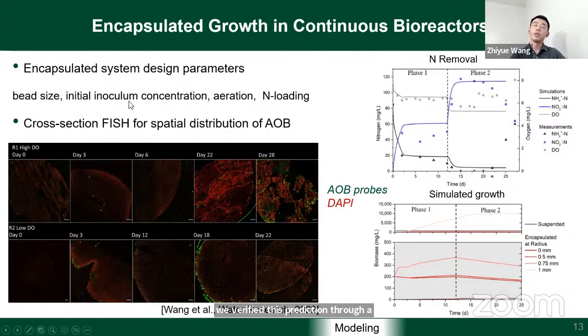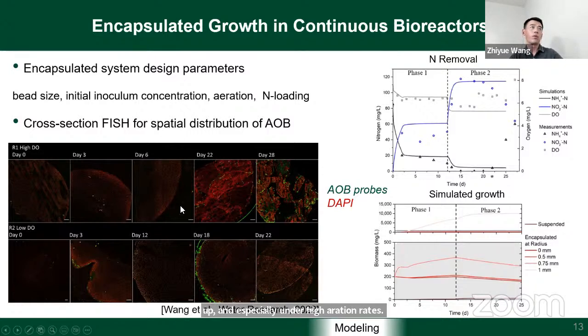We cut the beads open, sliced them into thin sections, and then stained them with fluorescent dye to highlight the ammonia oxidizing bacteria in red and green. The counterstain is DAPI, which stands for all the bacteria. We see a very homogeneous distribution of bacteria at the beginning, day zero. Then as the reactor continues to operate, a ring structure develops near the surface. That shows the preferential growth. Again, during long-term operation, the beads start to break up, especially under high aeration rates.